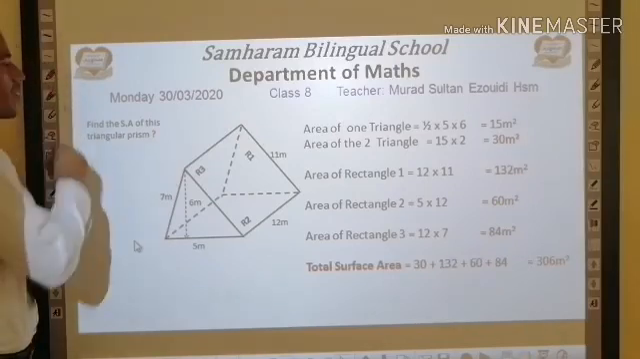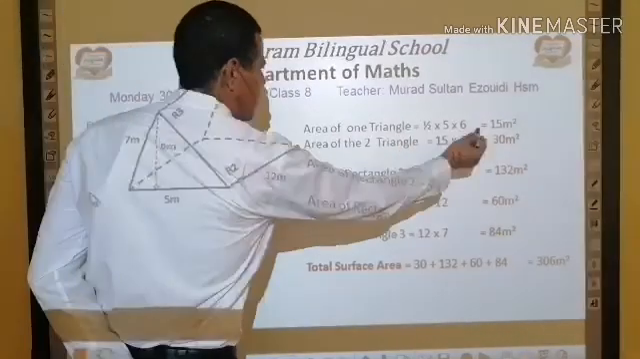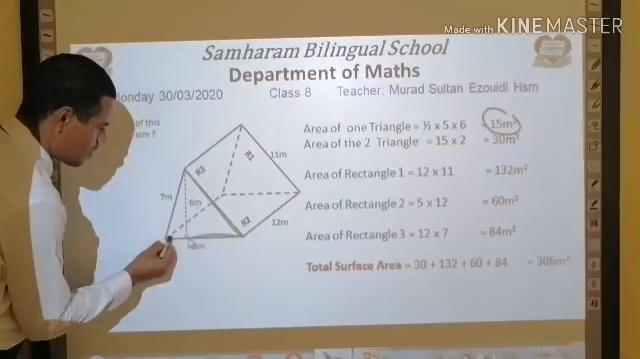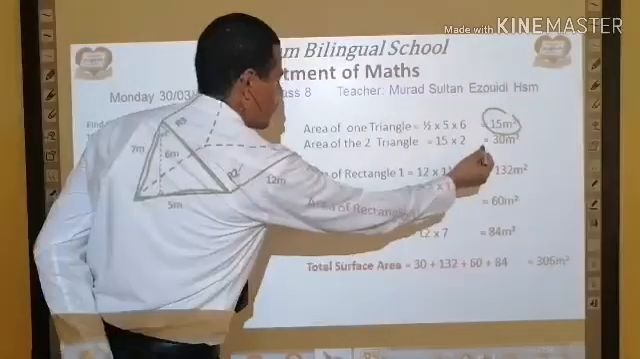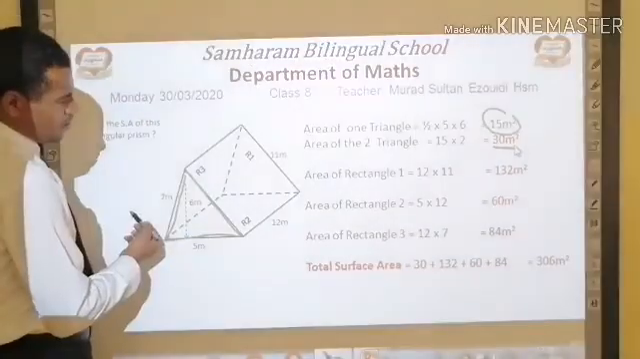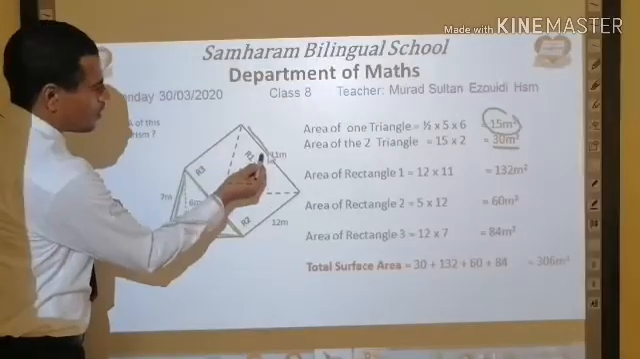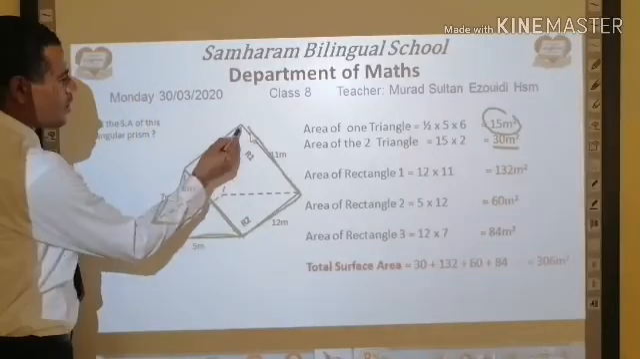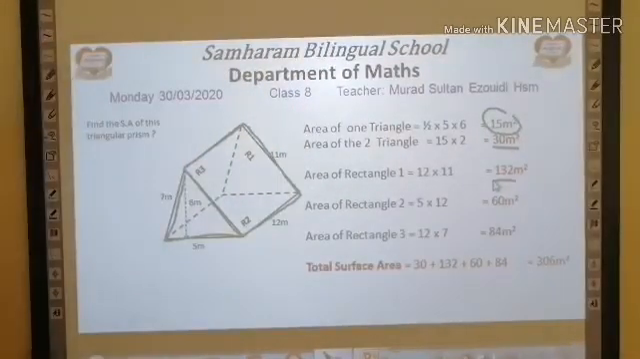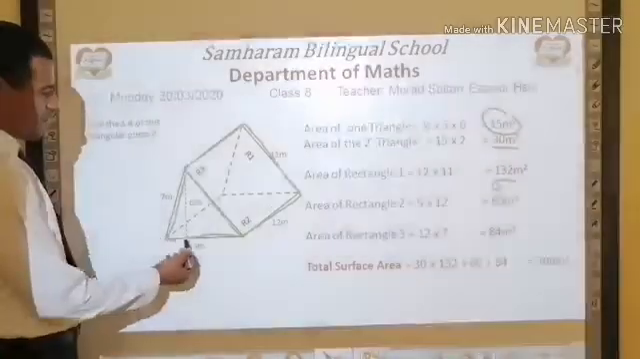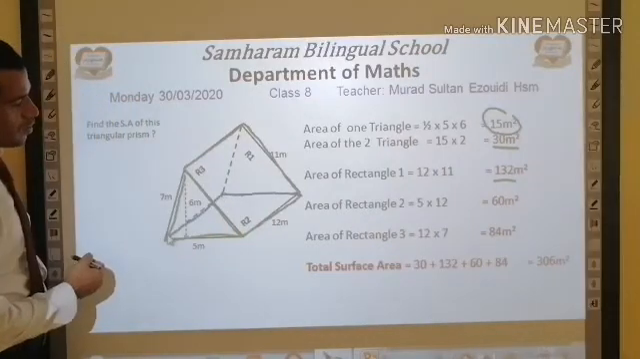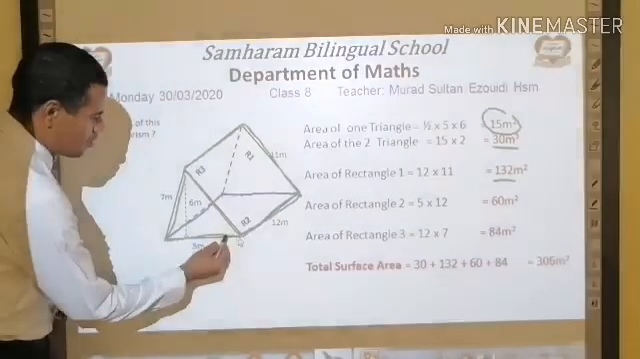Okay. Look here, my kids, you got that. Area of triangle 1 is 15 meters squared. Area of triangle 2 is also 15, so 30 because we have two triangles. Area of rectangle number 1 is 12 multiplied by 11, it will be 132 meters squared. Then for the second rectangle, we have 5 multiplied by 12.